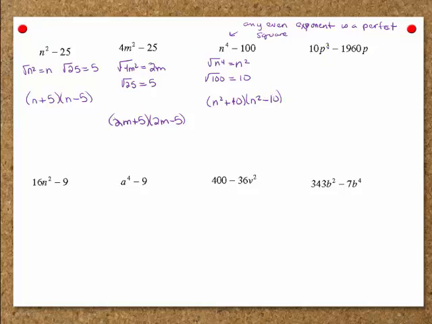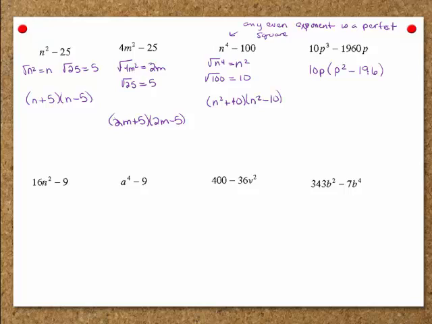Here I have 10p to the third. Now 10 and p to the third are not perfect squares, but you can see both of these terms have p's in them, and they both divide by 10. So I'm going to factor out that GCF of 10p, and I get p squared minus 196.